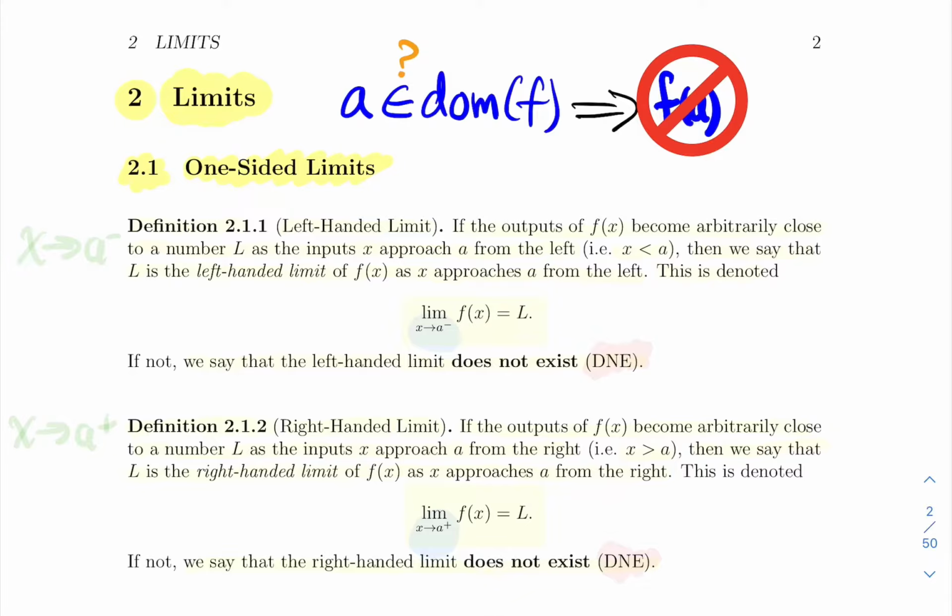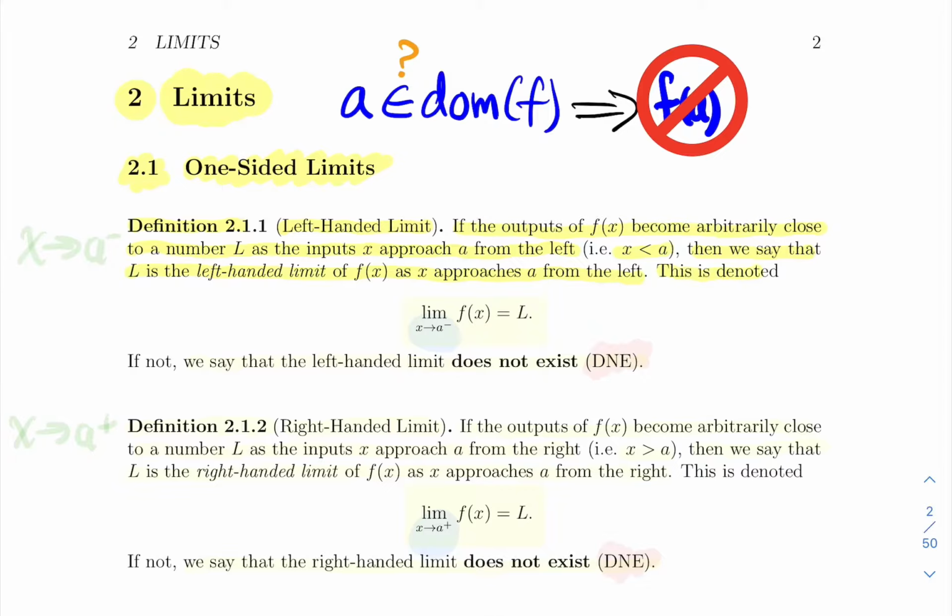So the left-sided limit, the first definition here, left-handed or left-sided limit. Here we want to study the outputs of f of x as the inputs are getting closer to A, but the word left-handed here means that we're going to look at inputs that are strictly less than A. So if the outputs of f of x become very close to a number L as the input approaches A from the left, so from the left simply means that the x's are less than A, then we say that L is the left-handed limit of f as x approaches A from the left.